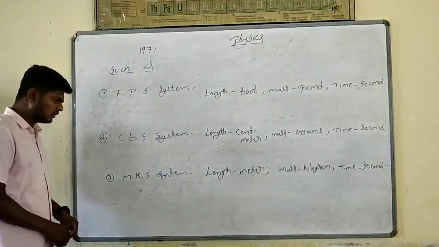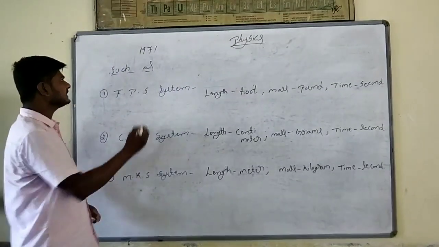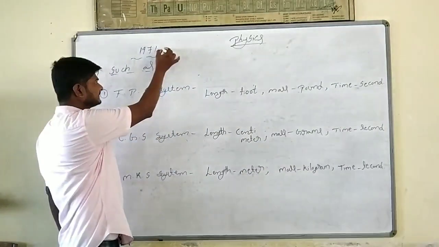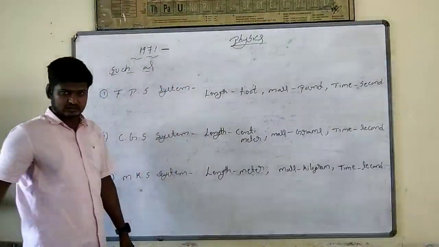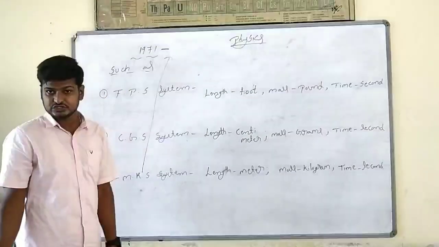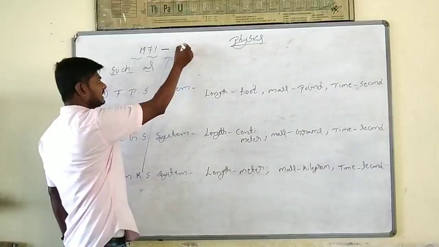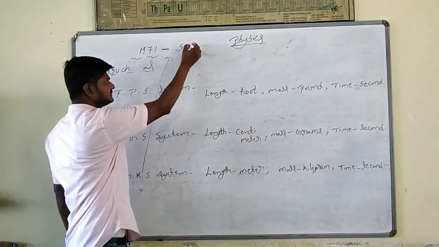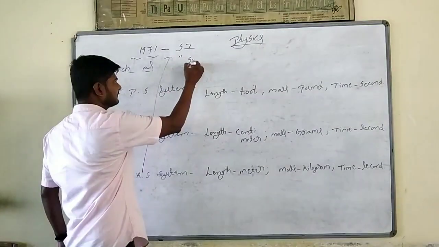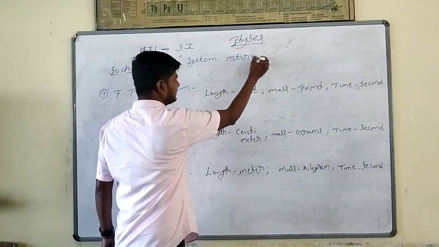Now, before 1971 there were different systems of units. But in 1971, the scientists of the world held a conference. They accepted the MKS system, made some small changes to it, and adopted it as the SI system, System International.